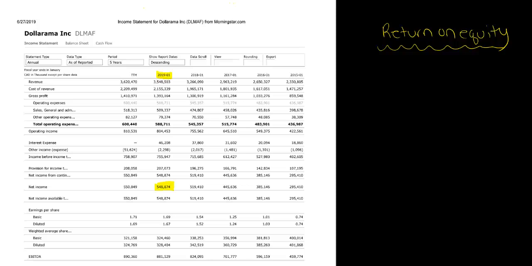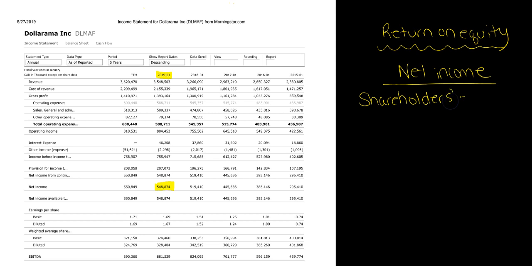Another profitability formula that we can run is the return on equity. This is where we would take our net income and then divide that by the shareholders' equity. So in this case, our net income for 2019 is 548,874, and we can get the shareholders' equity off of the balance sheet. So we'll just have to go up there again.